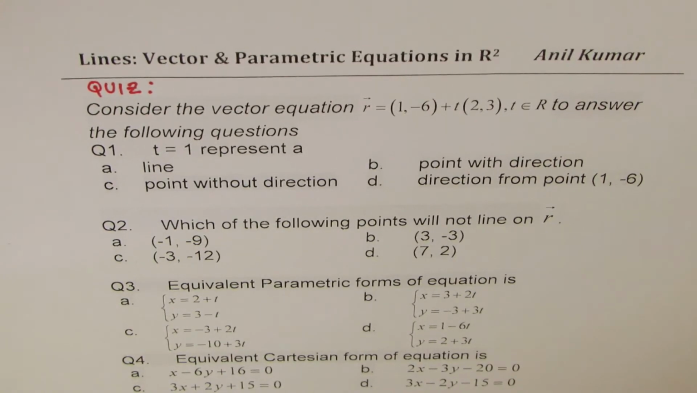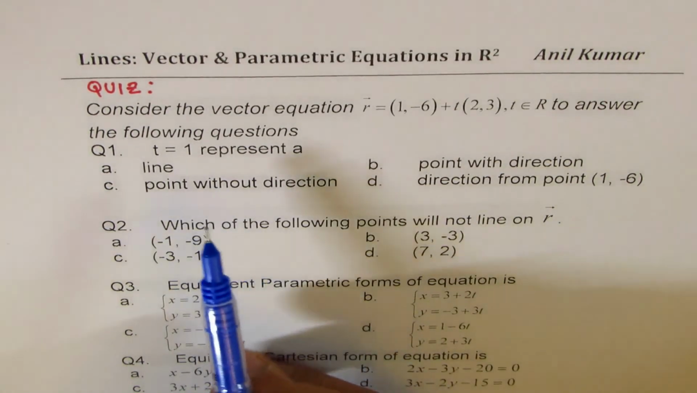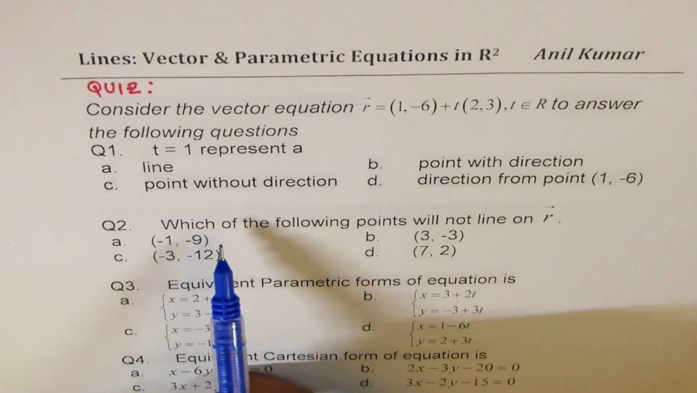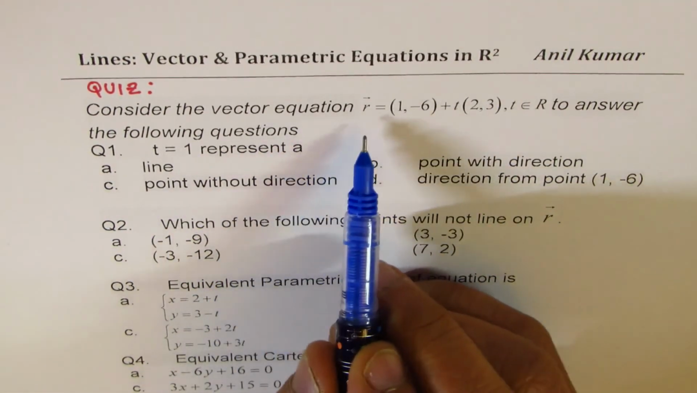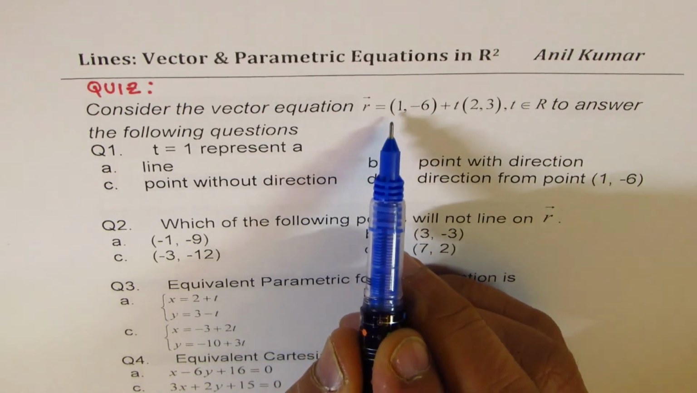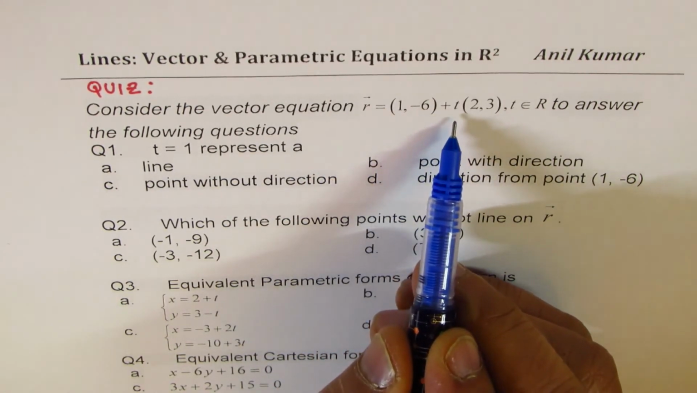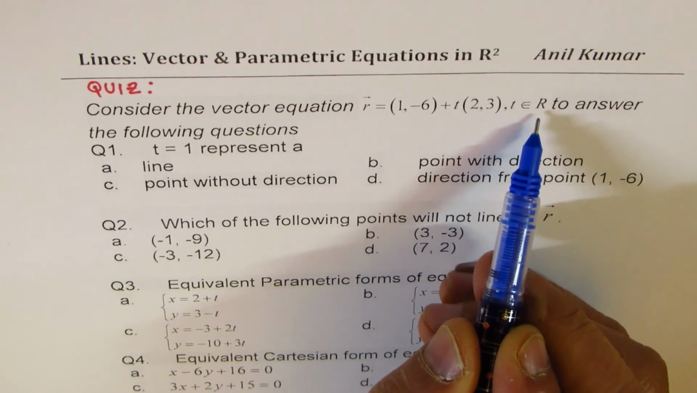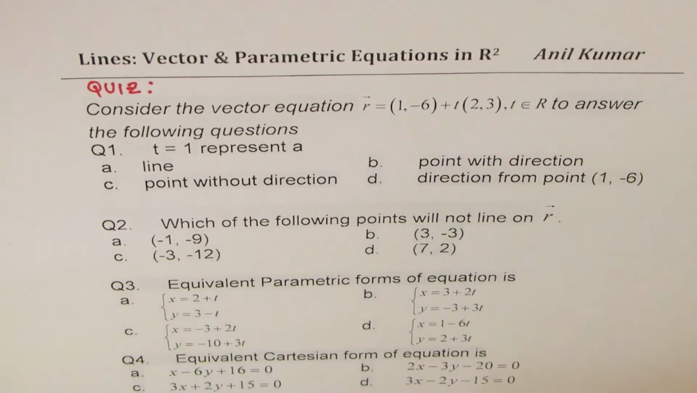Now it is a good time to recap. So let's get back to our quiz sheet. We started with these 7 questions. Considering the line r equals (1, minus 6) plus t times (2, 3), where t belongs to real numbers, we need to answer 7 multiple choice questions.